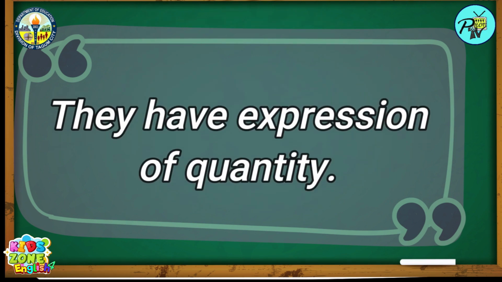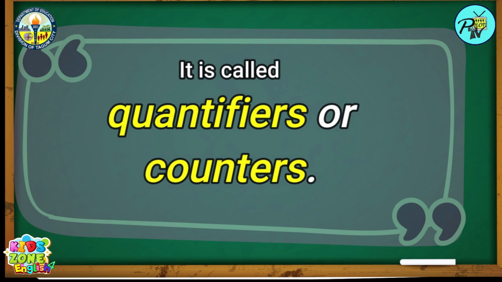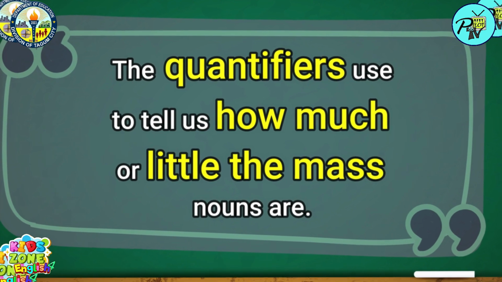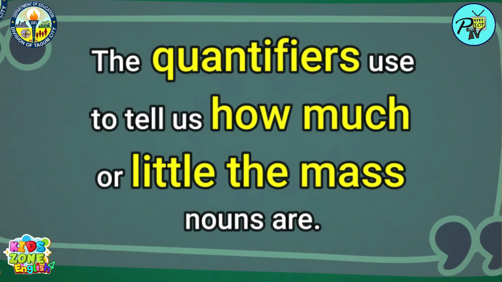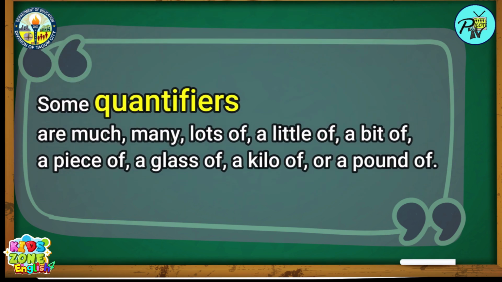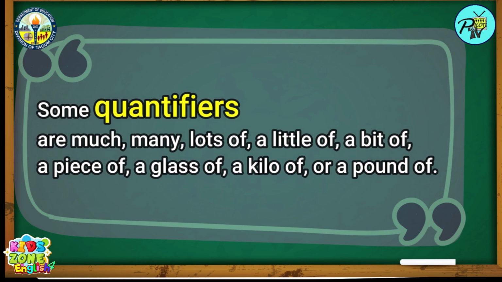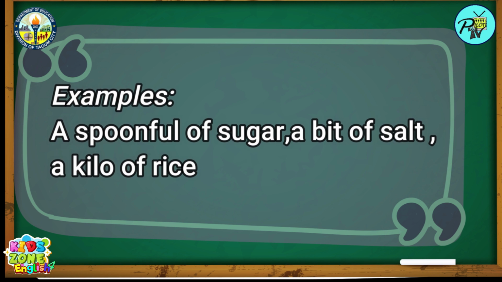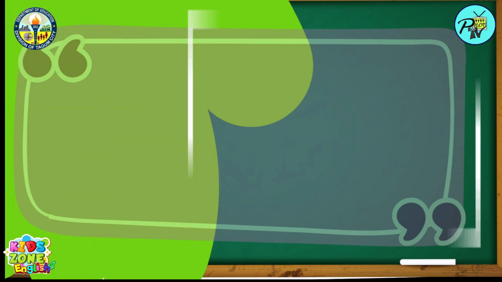They have expression of quantity. It is called quantifiers or counters. The quantifiers are used to tell us how much or little the mass nouns are. Some quantifiers are much, many, lots of, a little of, a bit of, a piece of, a glass of, a kilo of, or a pound of. Examples: a spoonful of sugar, a bit of salt, a kilo of rice.